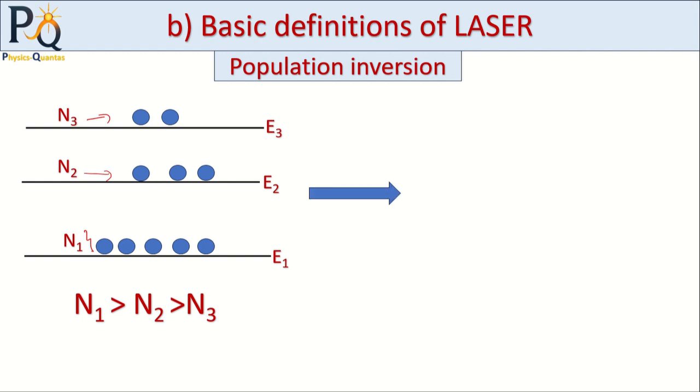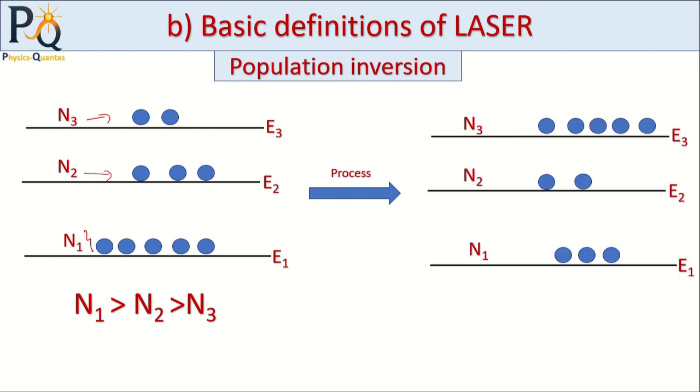Now suppose I did some process here. By that process, I send more particles to the E3 state. After the process, this is the situation. What happened here? The number of particles in the E3 state is more than the number of particles in the E2 state. Fine. And this is the condition I got, and this situation is called population inversion. So population inversion is making more particles in an excited state than in the lower state.